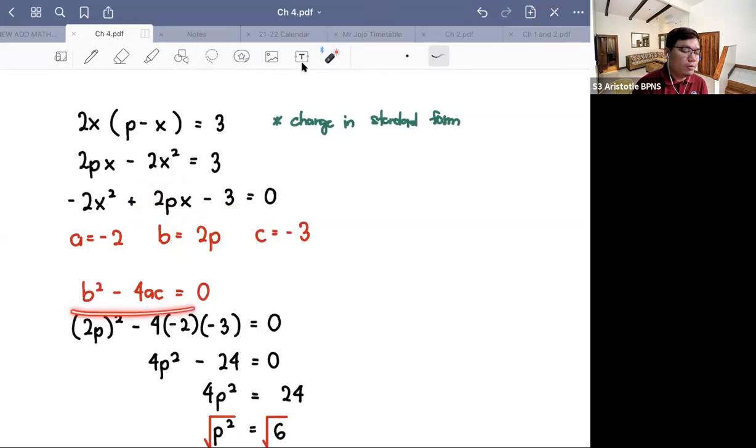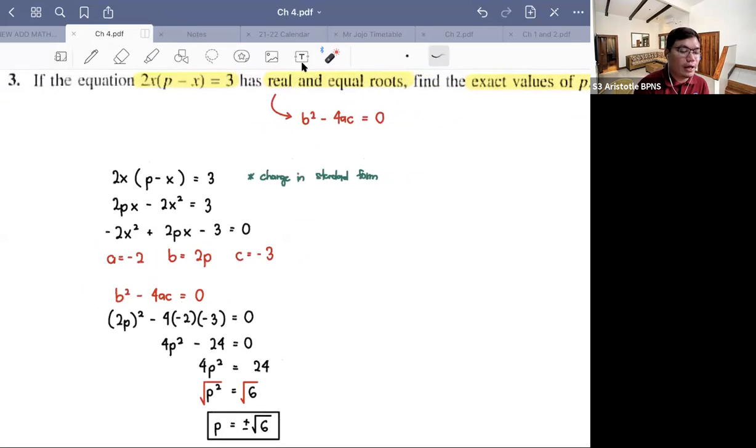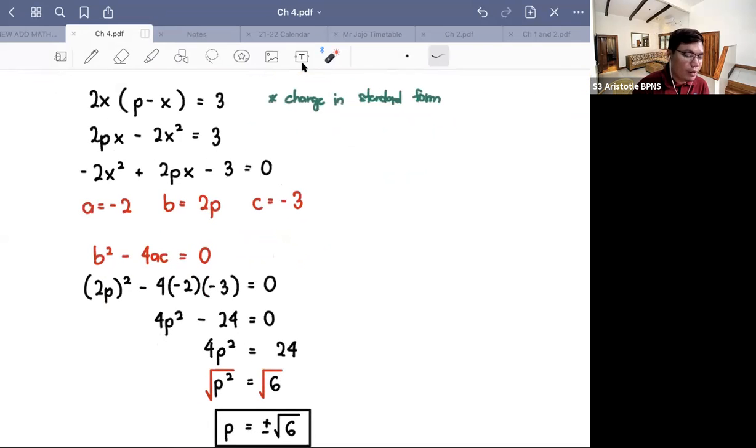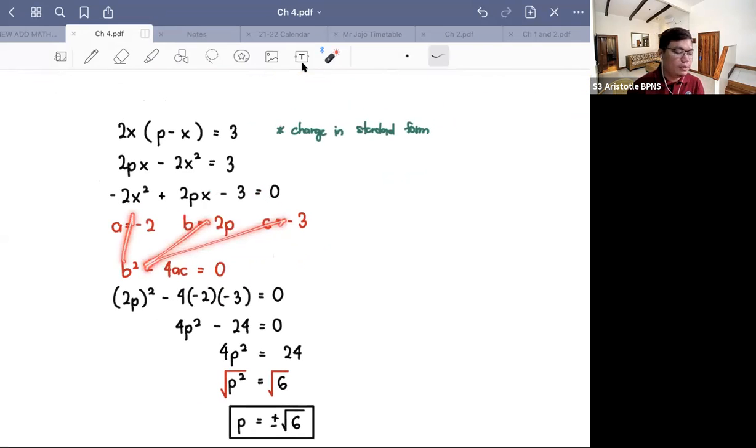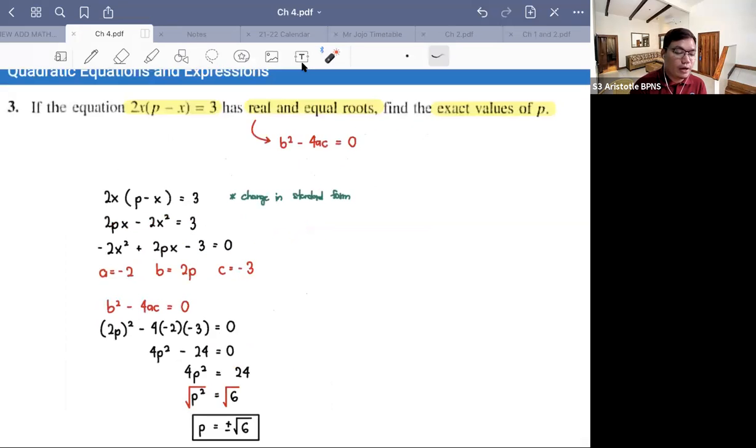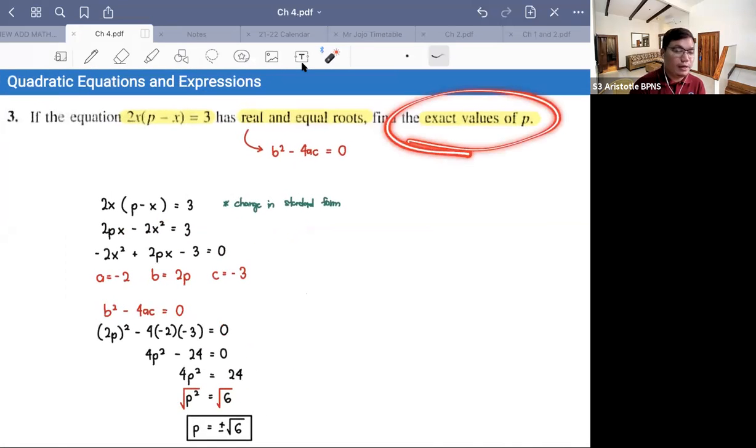So let's now use our discriminant, B squared minus 4AC, and it's equal to 0 because, again, it has real and equal roots. Now just substitute all the values of A, B, C. So B squared is 2P squared, minus 4 times negative 2 times negative 3, and that equals 0. Let's simplify. So this is 4P squared, and then this one is negative 24, right? Negative 24 equals 0.